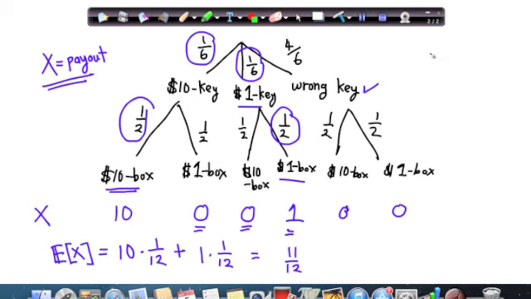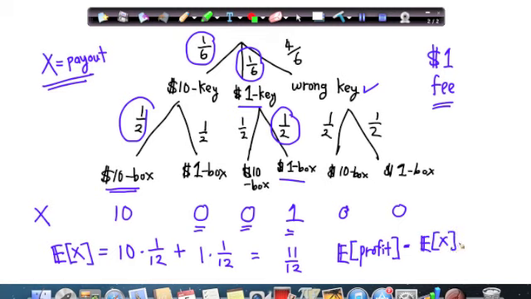But we also remember that we pay $1 as a fee to play the game. So by taking this into consideration, the expected profit from the game will be the expectation of the payout minus our fees. This is 11 over 12 minus 1, which turns out to be roughly minus 0.0833. The minus sign says that the average profit is actually a loss of about $0.0833.